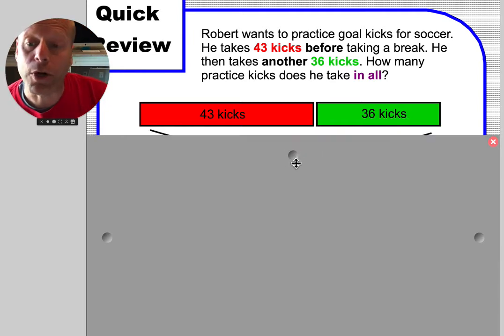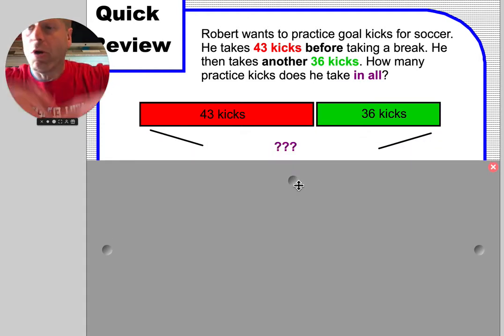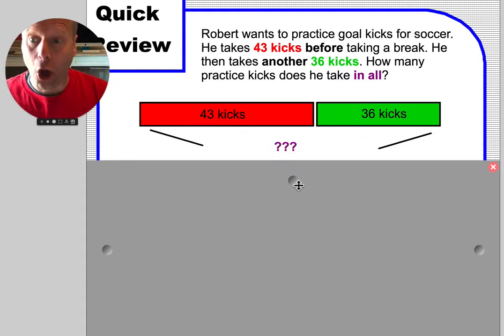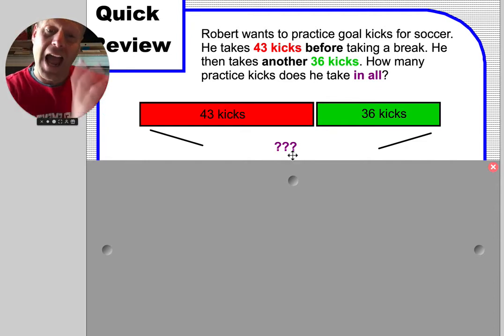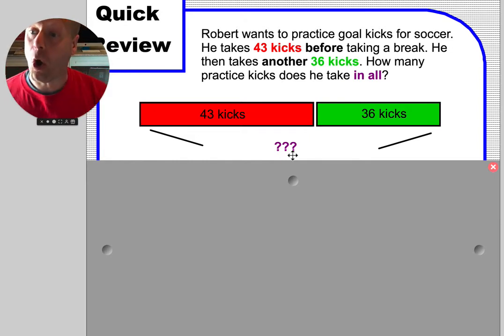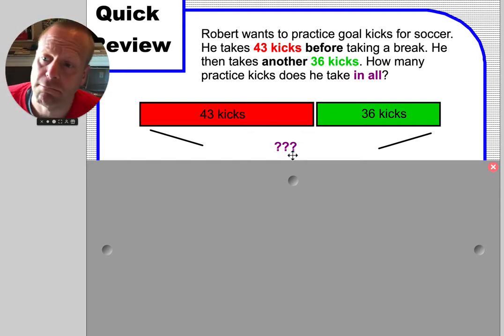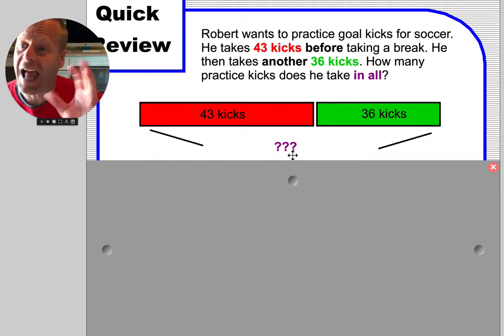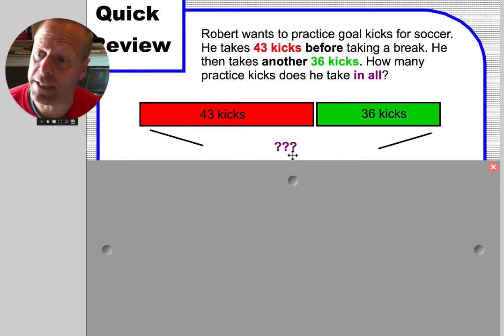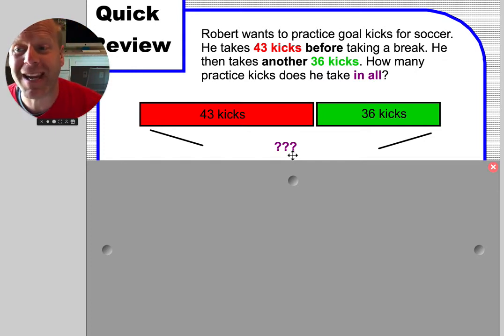What we don't know is how much it is in all. So that's why we have these purple question marks. We have to take the before kicks, the after kicks, and we have to put them all together. That's what's happening in this story. So do you think I subtract the two parts to get the whole thing? Or do you think I add the two parts to get the whole thing? Only one of them makes sense with what we know from the story.